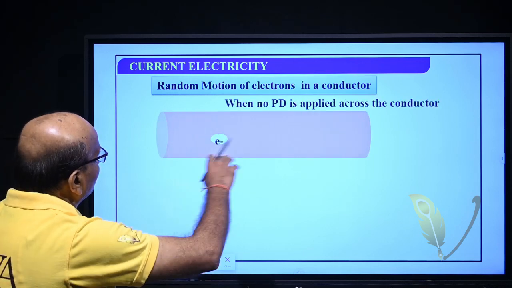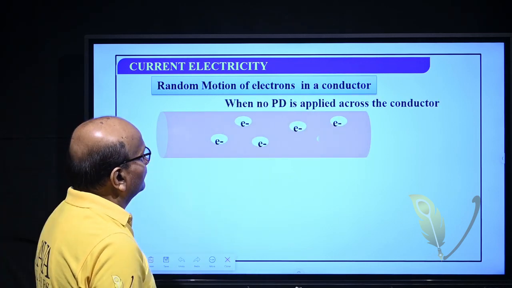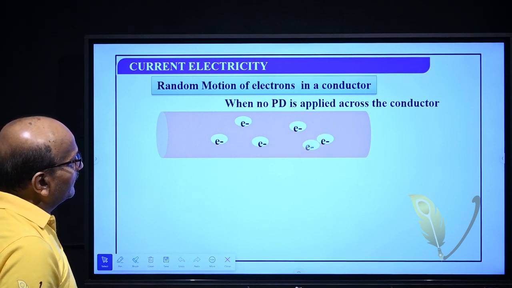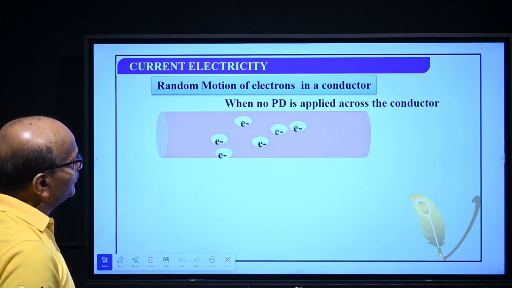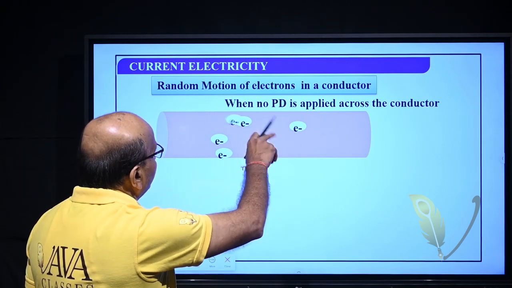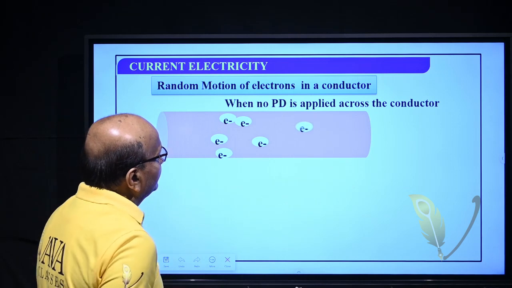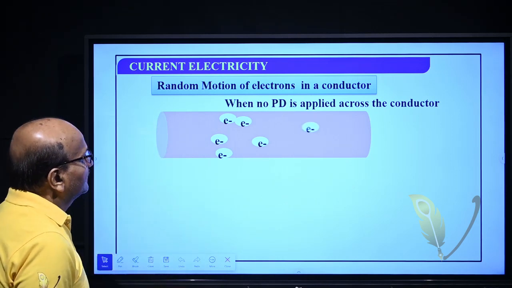there is a random motion. The electrons are in random motion and the net velocity of the electrons becomes 0. This is the random motion of electrons, but the electrons here move in different directions. You see, they are moving in different directions.